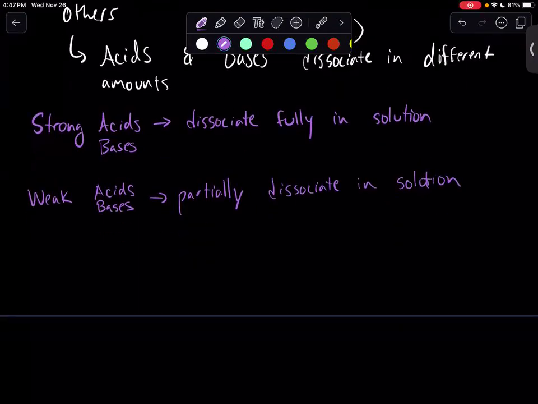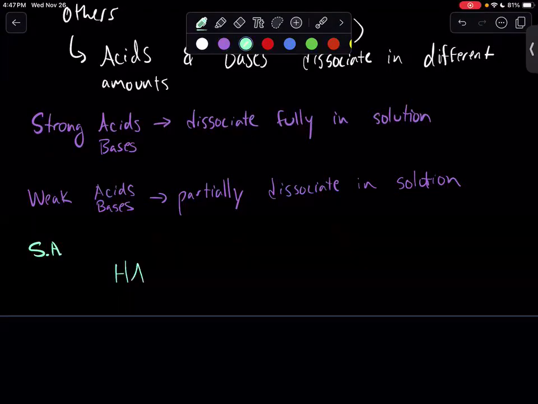Well, let's take a look at maybe a strong acid. I'm just going to abbreviate that as SA. And so we're going to refer to this strong acid as HA, H being the proton, A being the acidic component. Maybe this is a binary acid like hydrochloric acid. When you put it in solution, so maybe we'll say gas, it could also be liquid, it will turn into H plus aqueous plus A minus aqueous.